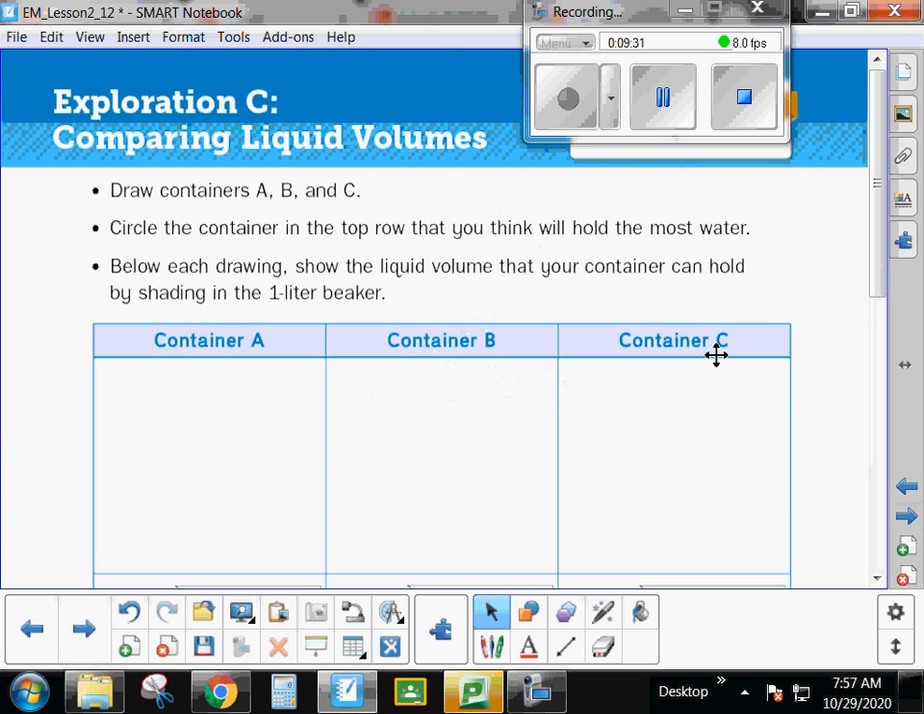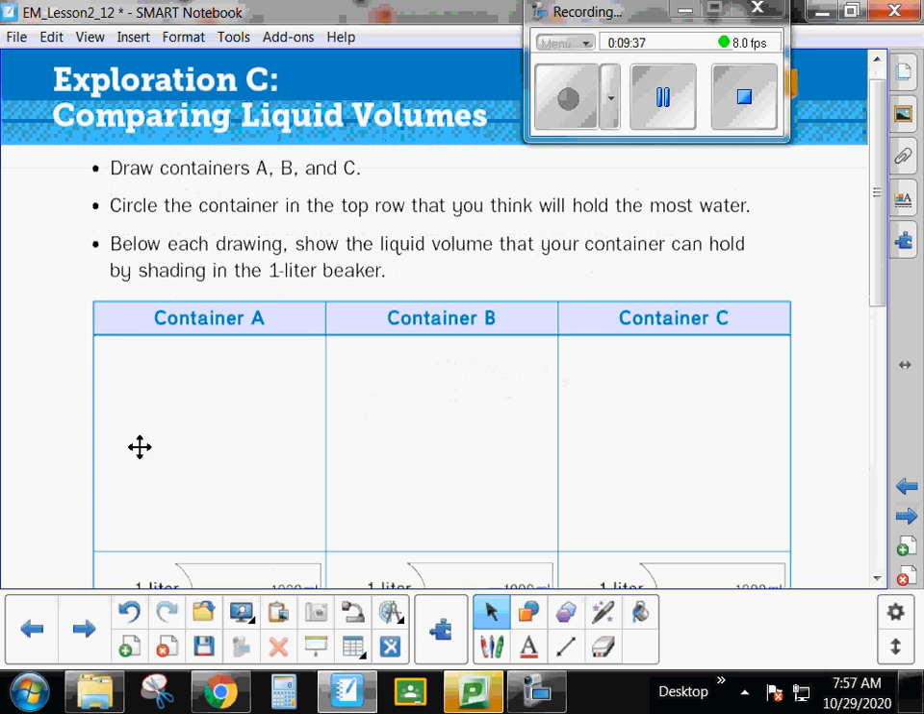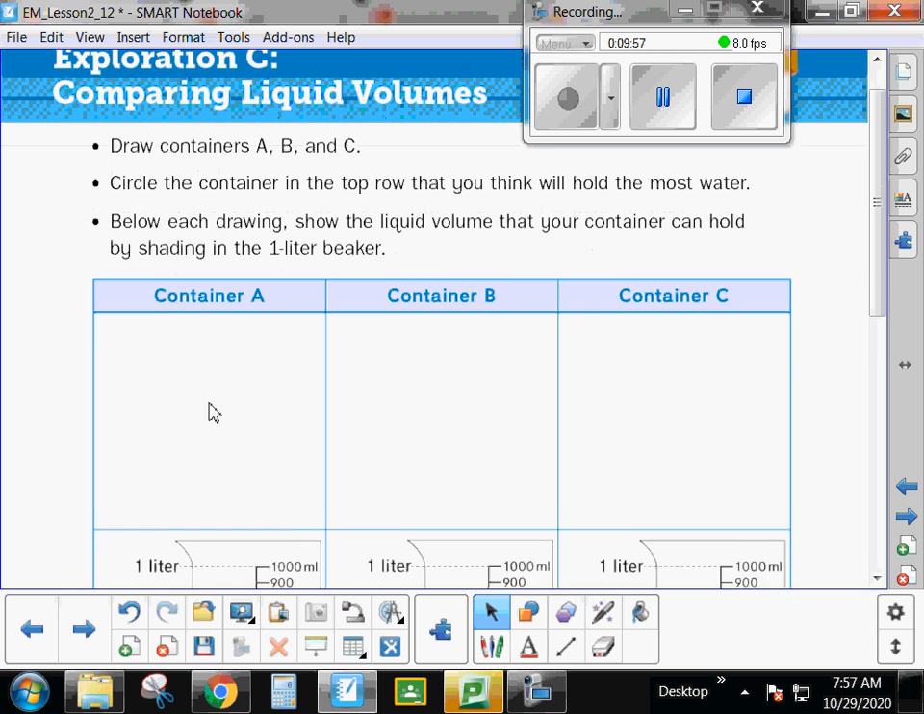Let me just get the workbook page. All right, so you're going to draw containers A, B, and C. So let's say you have a water bottle, you're going to draw that here. If you have a coffee cup, you'll draw that here. And if you have an empty juice box, you're going to draw that here. Whatever those containers are that you used. And then it wants you to circle the container in the top row that you think will hold the most water. So you're making a prediction on which one holds the most.